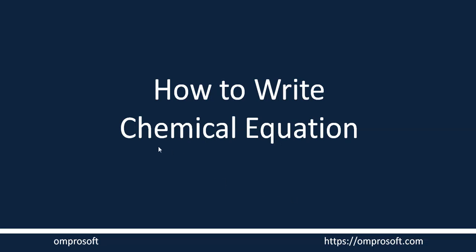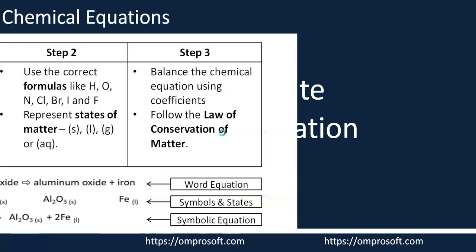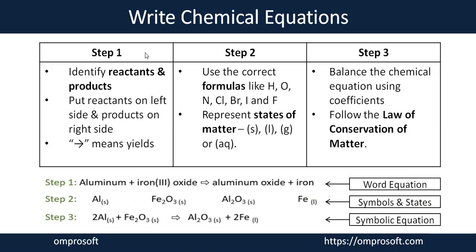With this session, we are going to discuss how to write a chemical equation. There are three major steps to write a proper chemical equation. In the first step, we need to identify which are reactants and which are products. We always put reactants on the left-hand side and the products on the right-hand side. And the arrow means the direction in which the product is formed.